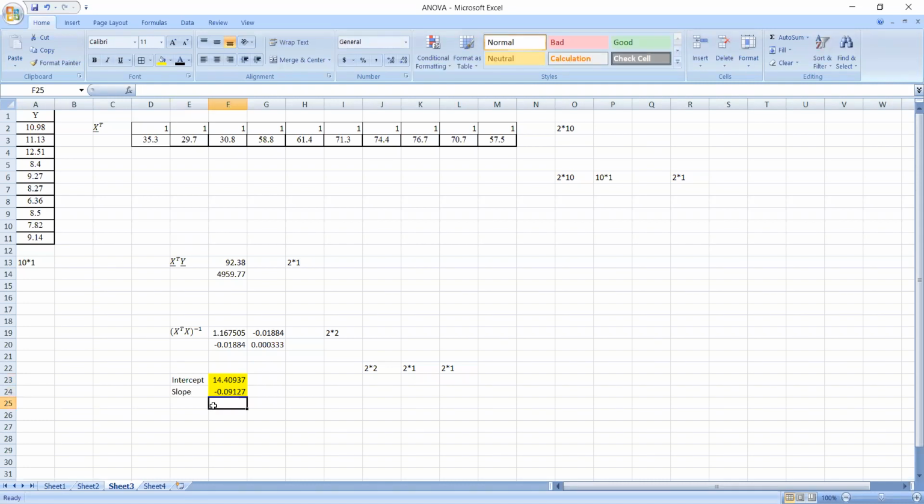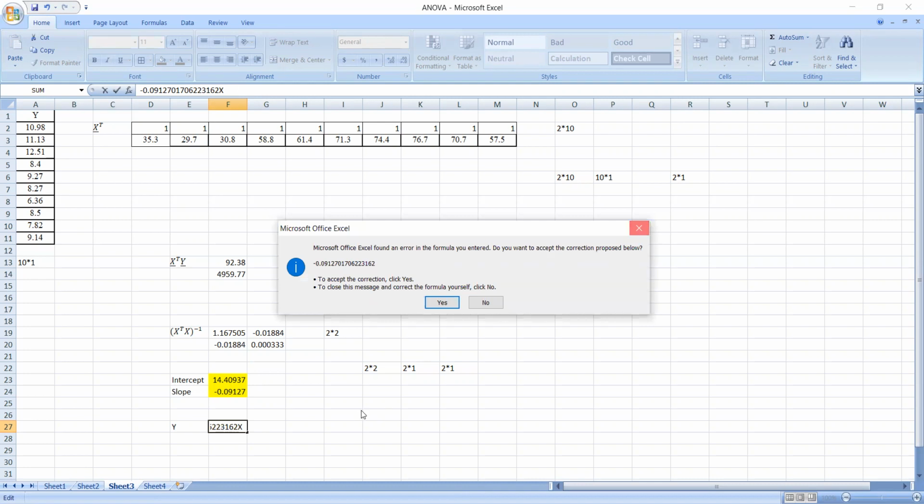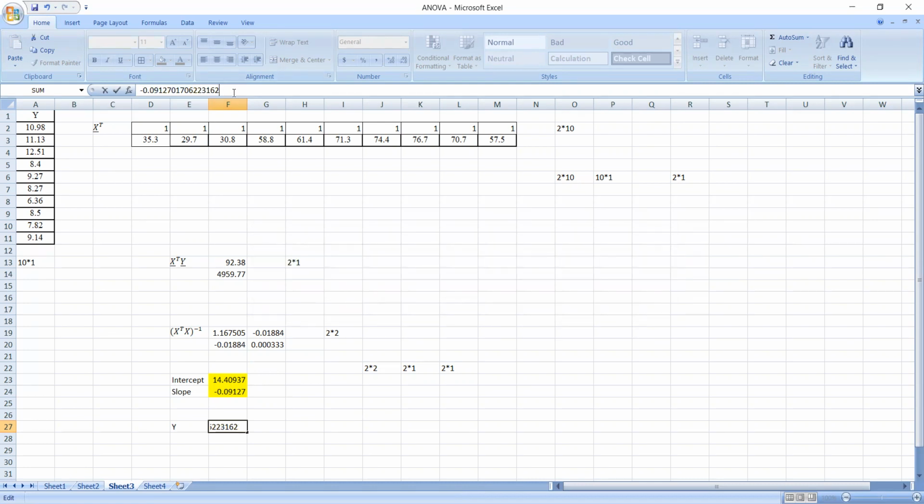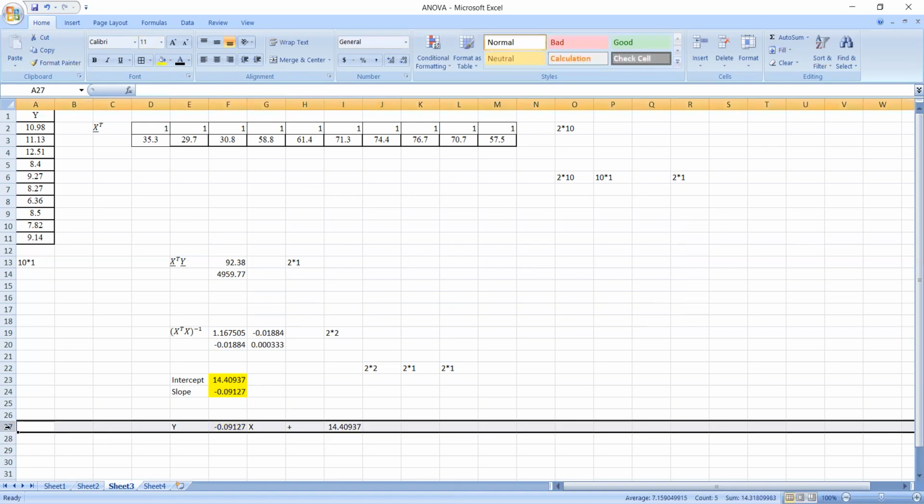So in this case also, we can come up with our fitted regression model, right? So Y is equal to slope, this one, times X, plus our intercept value, 14.40937. So in this case, this is our regression model, right?